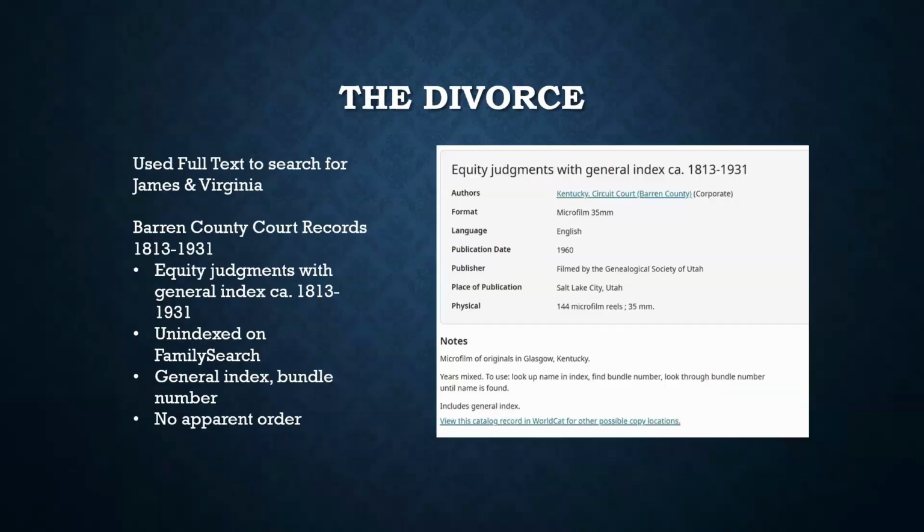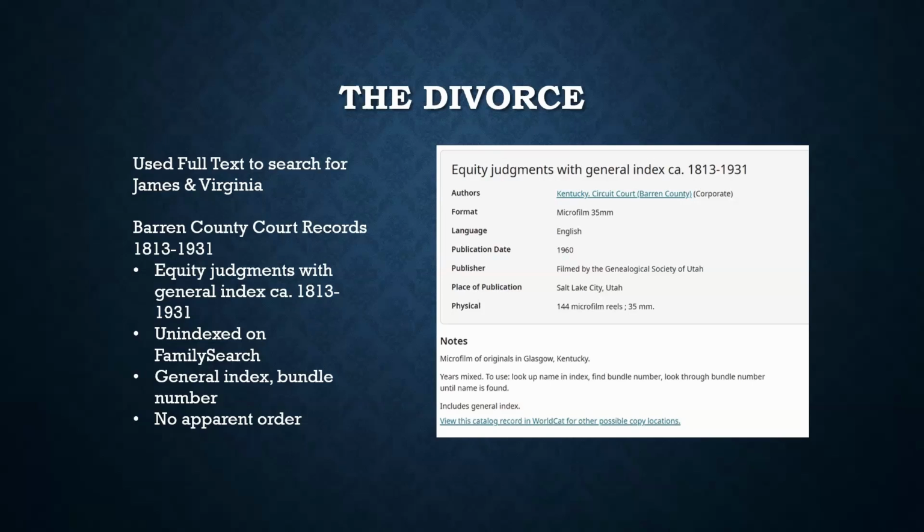So once the full text became available on FamilySearch, one of the first things I did was search to try and find these divorce records. And I did end up finding all of the depositions that Virginia had filed in her defense using the full text. They were under something called the Barron County Court Records, 1813 to 1931, and they were filed under equity judgments with general index. So in Kentucky during this time period, divorces were filed in the circuit court and they were filed under chancery.